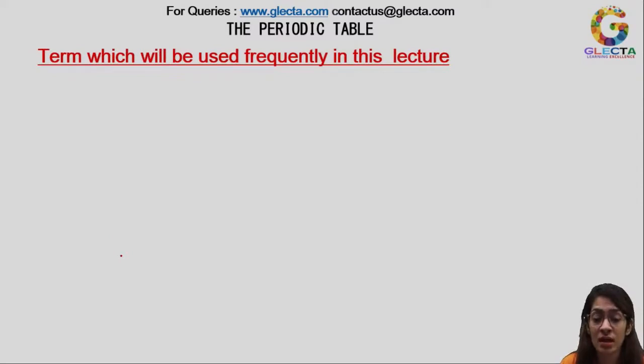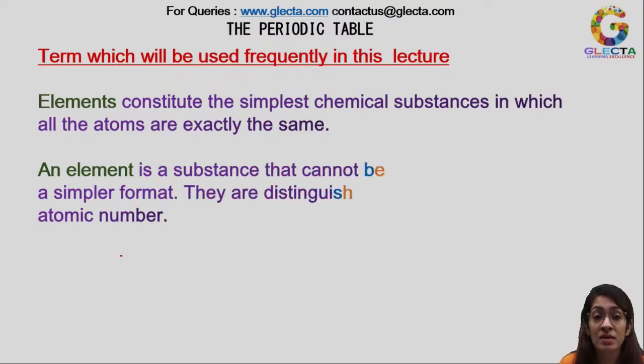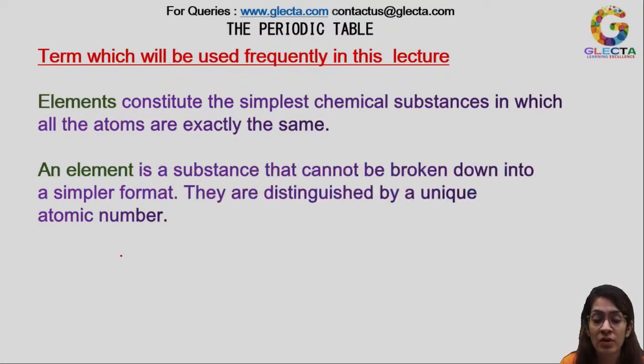So there are certain terms which will be used frequently in this lecture. What are those? Firstly, elements. What is an element? Elements constitute the simplest chemical substances in which all the atoms are exactly the same. An element is a substance that cannot be broken down into a simpler form. That means they can be distinguished by a unique atomic number.